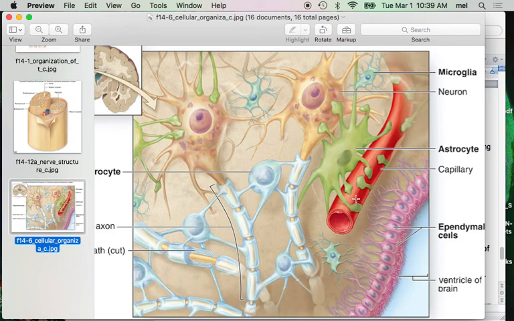So the brain has two fluid circulation processes. It of course has blood running through it. But in addition, it also has cerebrospinal fluid that is running inside the cavities of the brain and then coating the outside of the brain as well.